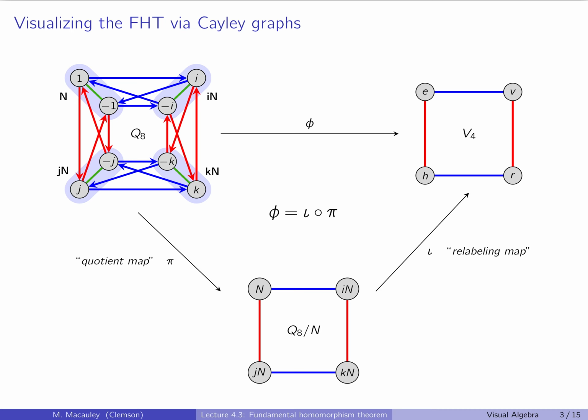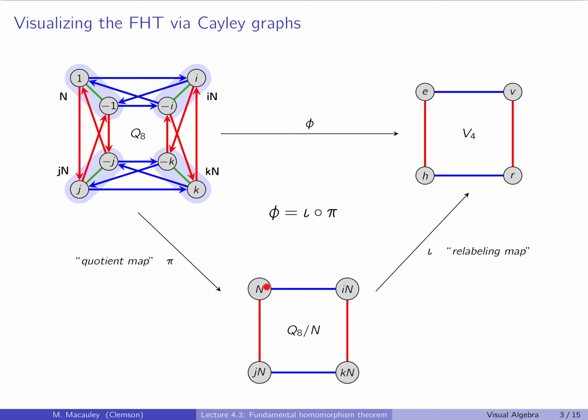The Fundamental Homomorphism Theorem says that this homomorphism can be done in a two-step process. First, we can take the quotient by the kernel, that is, collapse these cosets into single nodes. Notice that the result of this is a group of cosets, but it is isomorphic to V4, which is the image. So that means that there is a natural isomorphism or relabeling of nodes or cosets down here with elements up here. Do you see how to define that?